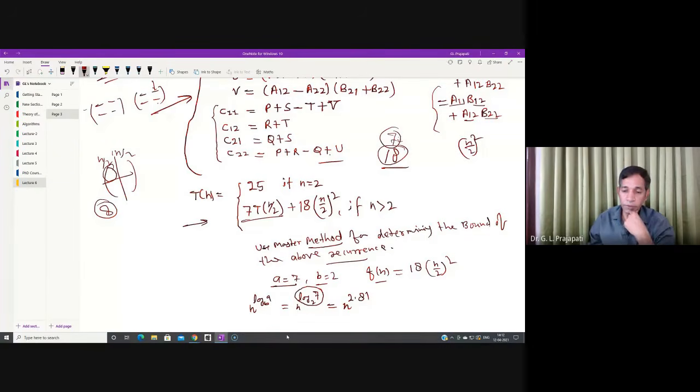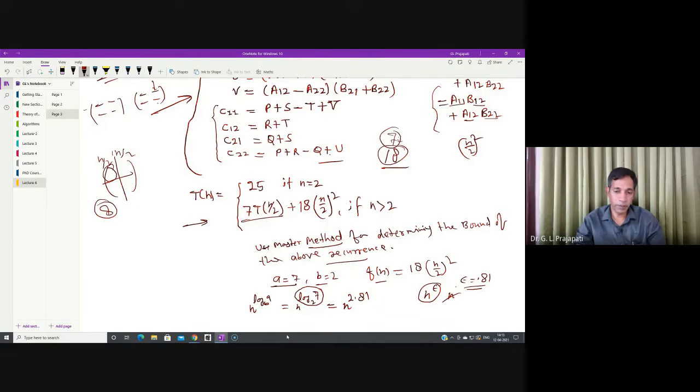So now this is 2.81. And what is the degree of f of n? The degree of f of n is 2, and here the degree is 2.81. This means n raised to the power log base b of a is larger by the polynomial factor n raised to the power epsilon. Epsilon here is actually equal to 0.81. So see the situation: n raised to the power log base b of a is polynomially larger, by a polynomial of degree 0.81, as compared with f of n.